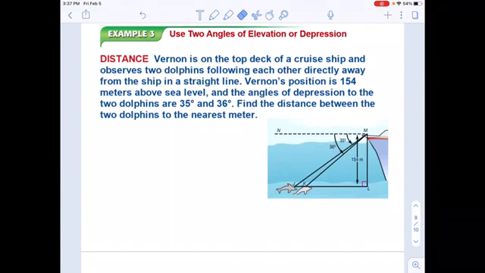All right, another problem. Vernon is on the top deck of a cruise ship and observes two dolphins following each other directly away from the ship in a straight line. Vernon's position is 54 meters above sea level, and the angles of depression to the two dolphins are 35 degrees and 36 degrees. Find the distance between the two dolphins to the nearest meter.